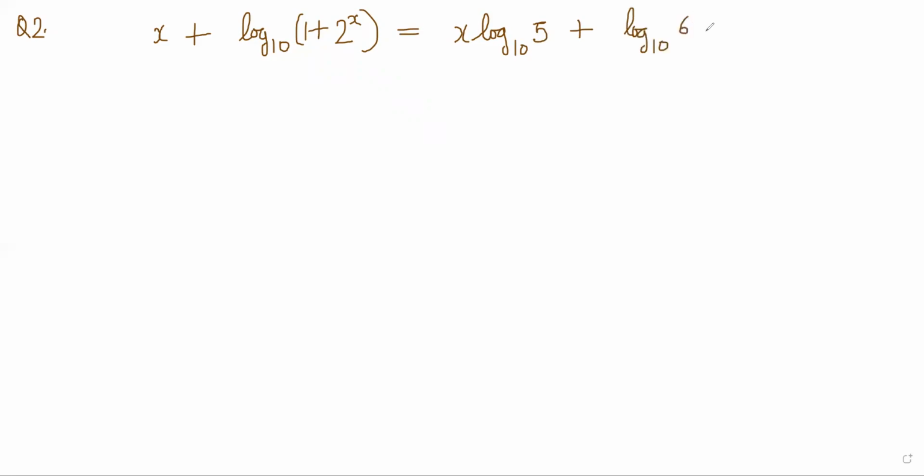Then the next question was to solve an equation, right? The equation was this: x plus log 10 of 1 plus 2 power x is equal to x log 10 5 plus log 10 6. This is an equation. We have to try to solve it. So, okay, think about it, how to do this.